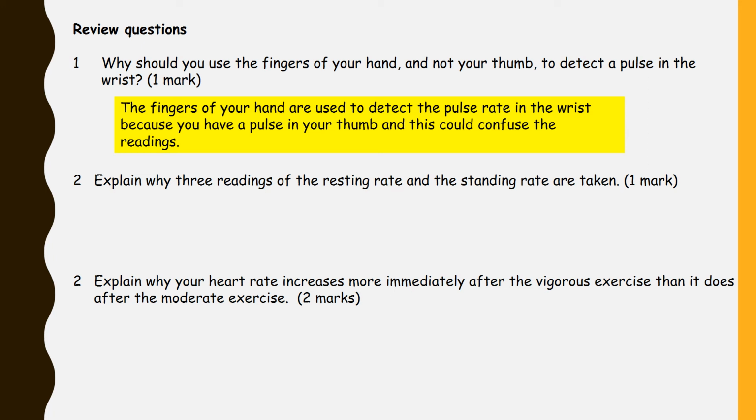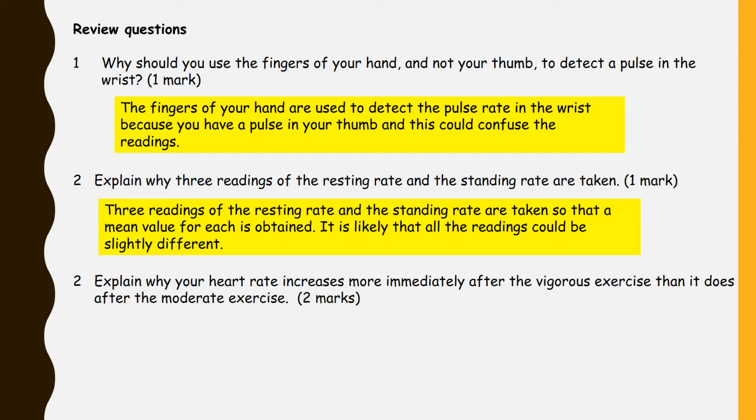Number 2, explain why 3 readings are used. This is the same for all of science, why we do multiples. That's because we can get a mean. So if there's any slightly different answers, then it will be averaged out.